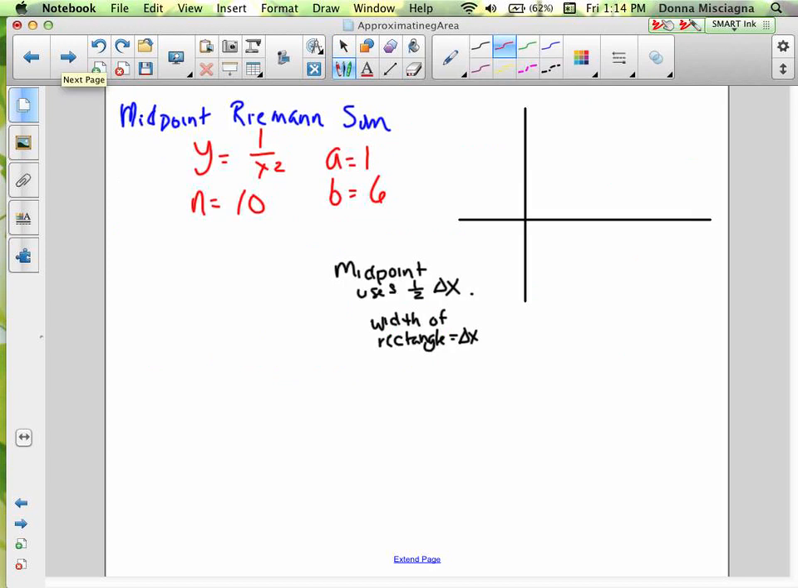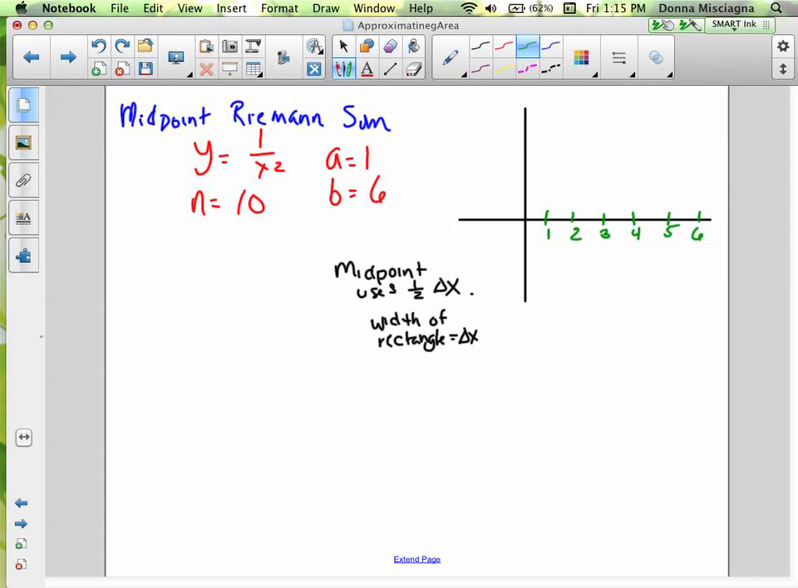1 through 6. All right, so I'm going to draw the number line first. So 1, 2, 3, 4, 5, 6. All right, so no matter what, the value of the function is going to be positive, because no matter what number I plug in, I'm going to have a positive number. So this particular graph sort of looks like this.